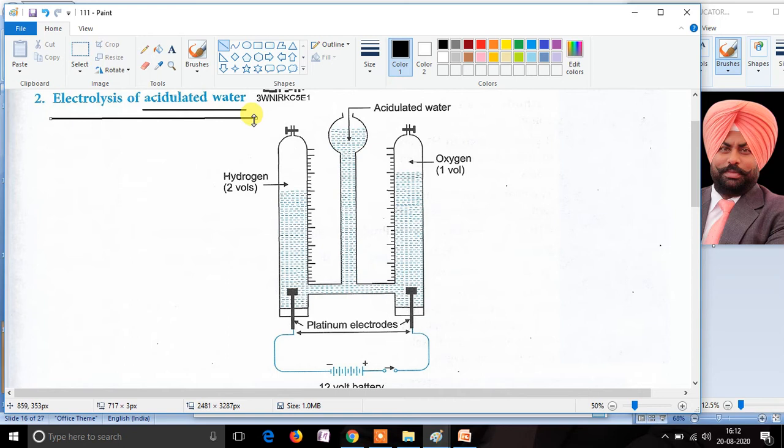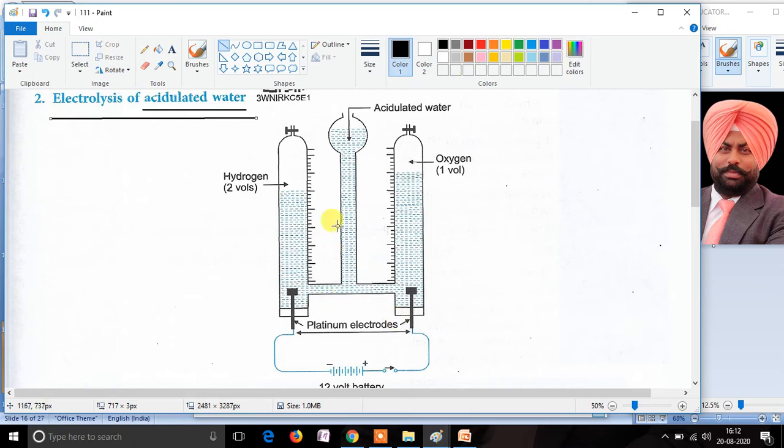Here we are going to discuss that when electricity is passed through dilute sulfuric acid, that is, through acidulated water, what changes take place in the acidulated water during electrolysis. In our previous videos, we have seen that special containers are used to perform the experiments for electrolysis, and in the electrolysis of acidulated water, another special apparatus is used.